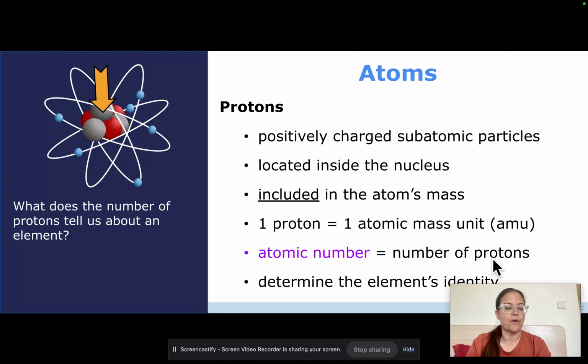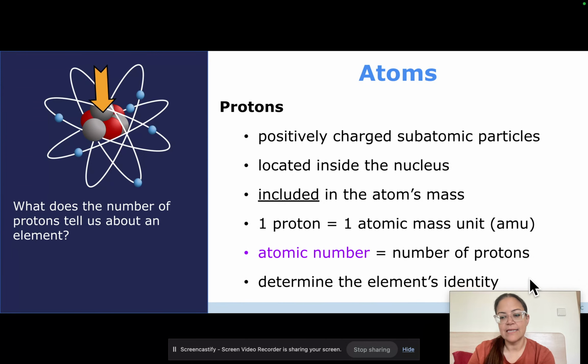As you go through the periodic table in a couple of weeks, we will talk about the atomic number. So the atomic number of hydrogen is 1 because it has 1 proton. The atomic number of oxygen is 8 because it has 8 protons. Just by looking at that table, you can tell really easily how many protons are in each atom or each element. And so it determines the element's identity. We know what the element is based on how many protons it has. So 6 protons is carbon. We just know that that's just how it is.